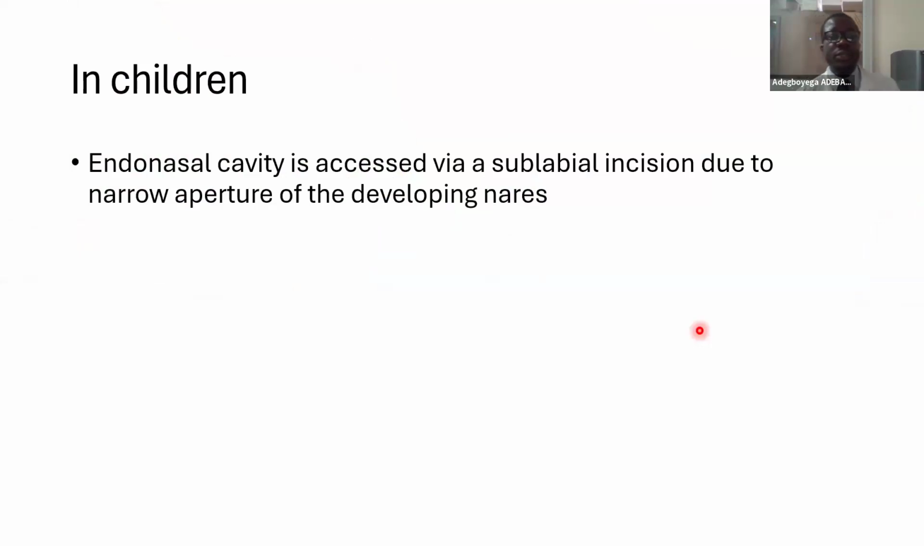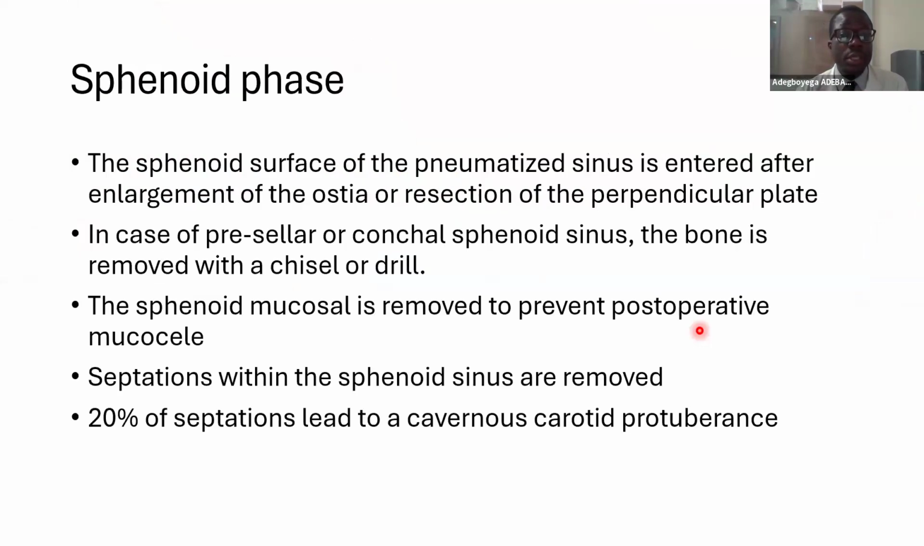In children, the endonasal cavity is accessed through the sublabial incision, especially because they have a small nasal cavity or a developing nasal cavity. Also, in patients with a smaller nasal cavity, the sublabial incision route is employed.